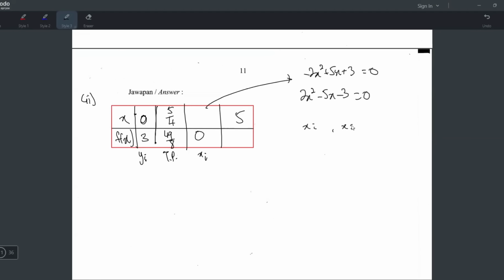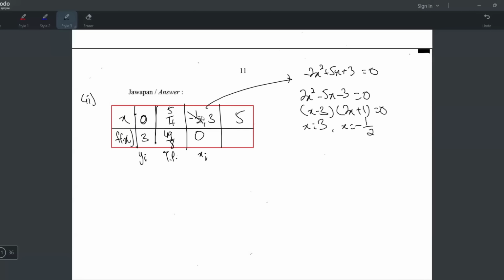Wait, let me check with my calculator. 2, -5, -3. Okay, it gives you 3 and -1/2. Yes, that's right. So in the first bracket you have to write x minus 3. And then for this one, 2x minus 1, it becomes plus 1 when sent back. So there are two answers, -1/2 and 3.